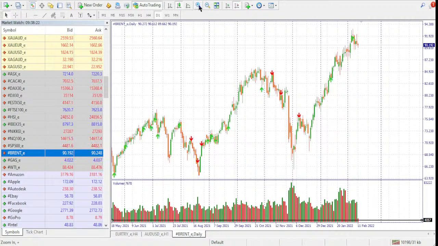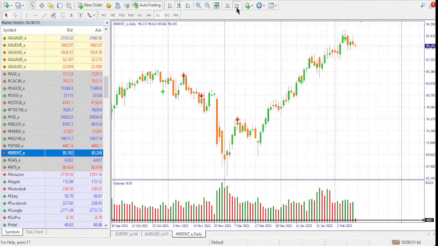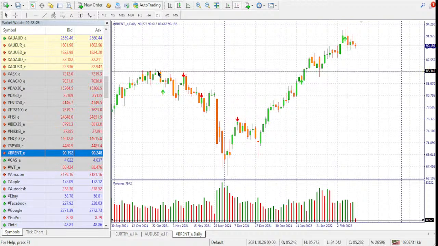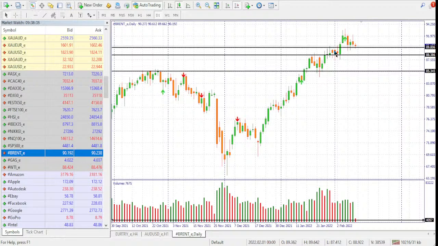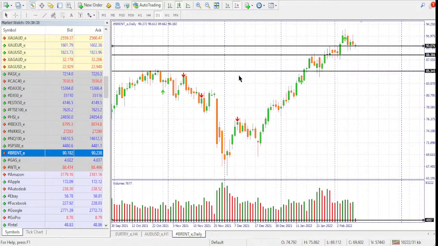Brent oil, we do expect buyers to take full control because we have a support here. We have a support here. Then we have a support here. We have a very good support here, a very good level there.